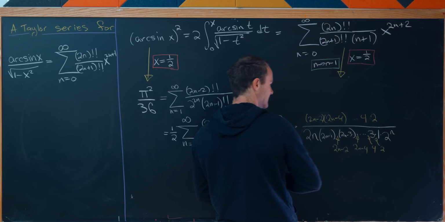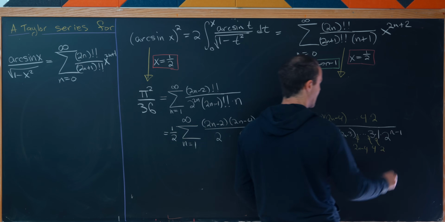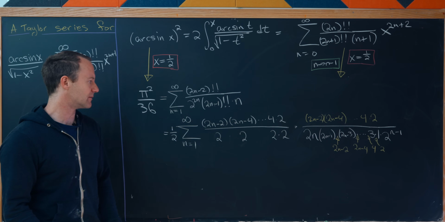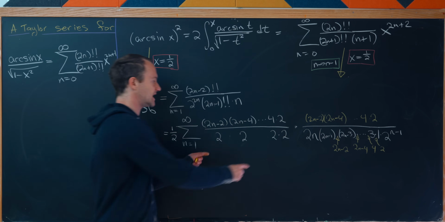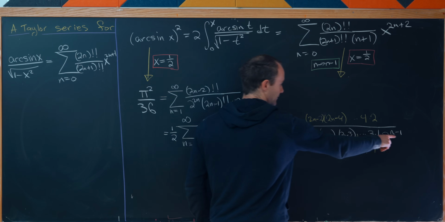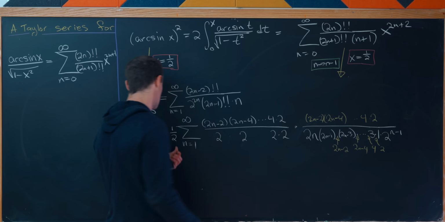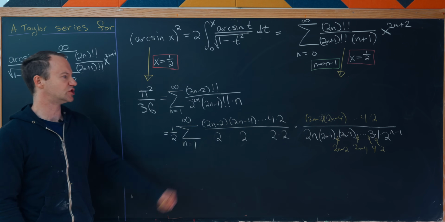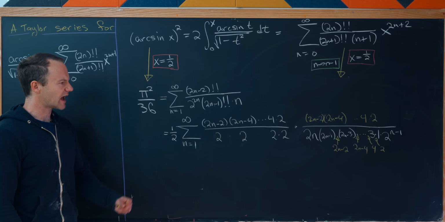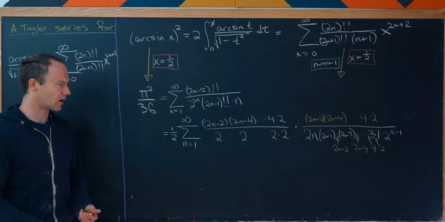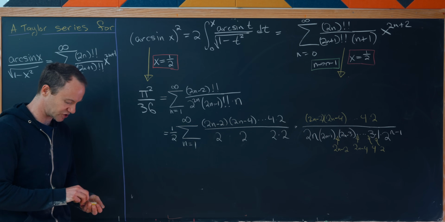Oh, and I just realized this should be 2 to the power n minus 1. Just count up the number of 2's we've used. We used n minus 1 of them here, n minus 1 of them here, 1 of them here, 1 of them here. That's 2n of them. Okay, and now we've used all of our parts and we can get to some simplification.